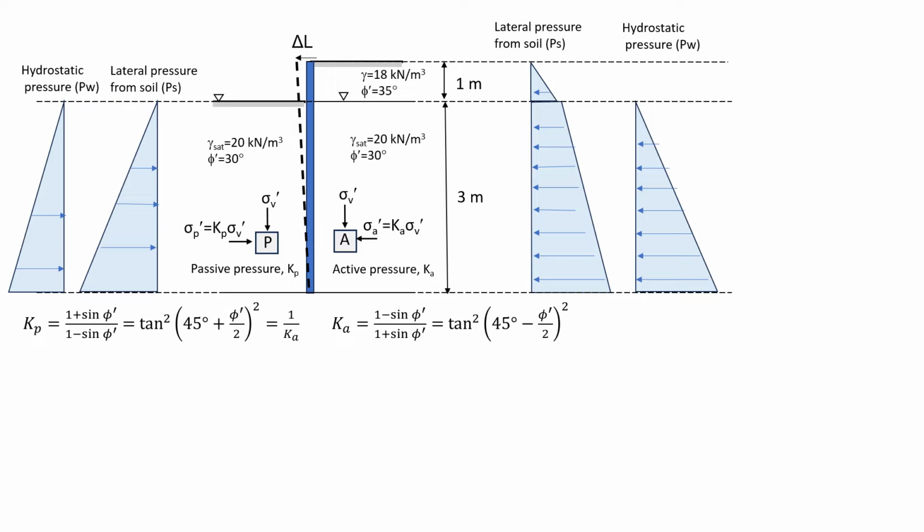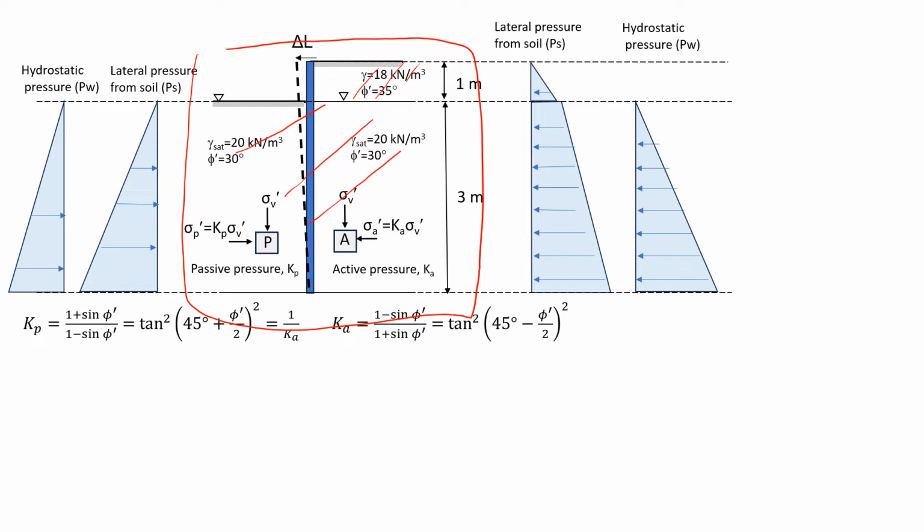pressures. So let's look at this example where we have two layers of soil. So this top layer of soil, it has unit weight of 18 and friction angle of 35 degrees. It's 1 meter deep. And below we have another layer of soil which has a unit weight of 20 kilonewton per cubic meters and the friction angle of 30 degrees. And it's also below the groundwater table, which means that this soil is submerged in water. This also means that we will need to estimate pore water pressure.